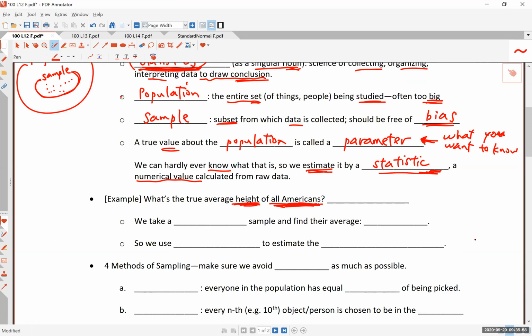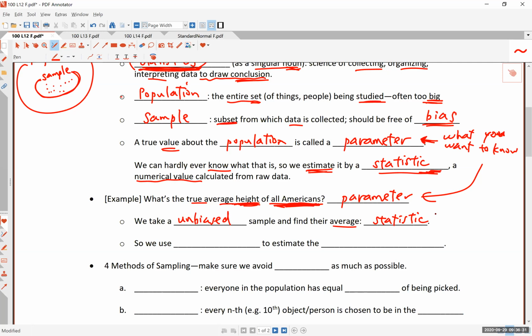So here's an example. Let's try to find the true average height of all Americans. That true average is the parameter. That is the thing that we want to know. And so what do we do? Well, we take an unbiased sample, and find the average. And that average is the statistic that we can find.